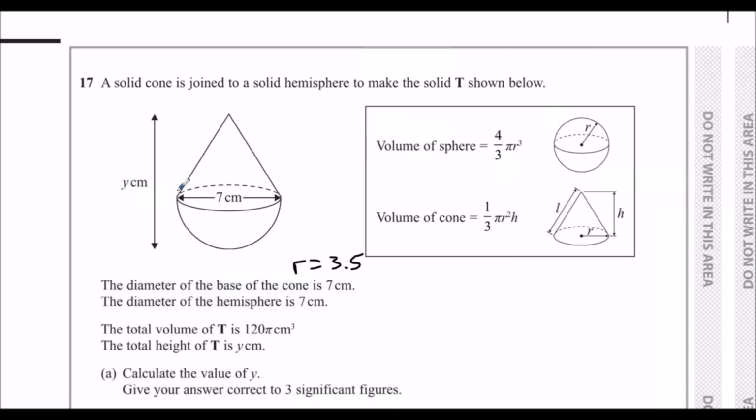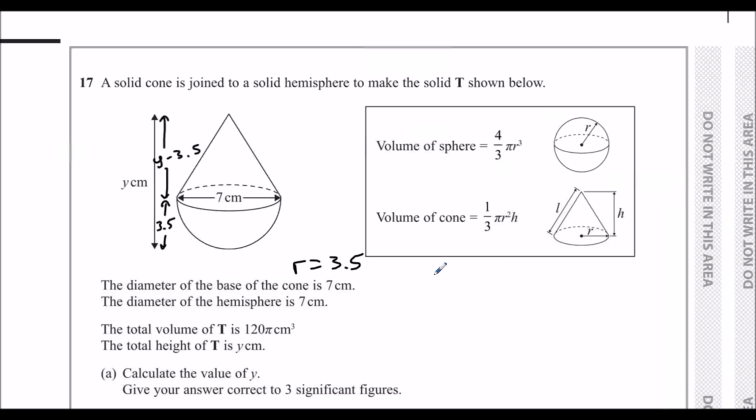So if we split y up, the height of the hemisphere will be a radius, which is 3.5. So this is 3.5. So the height of the cone is y take away 3.5.